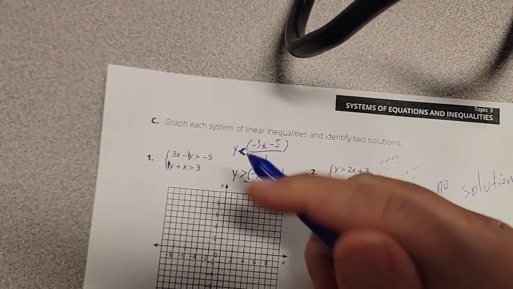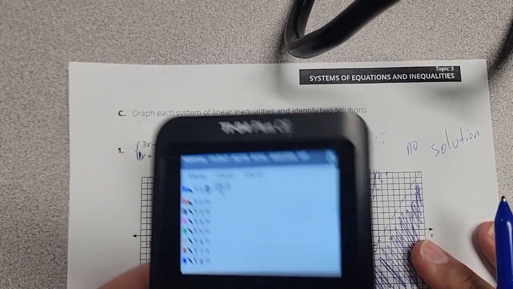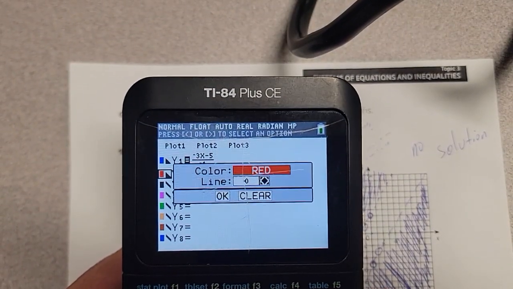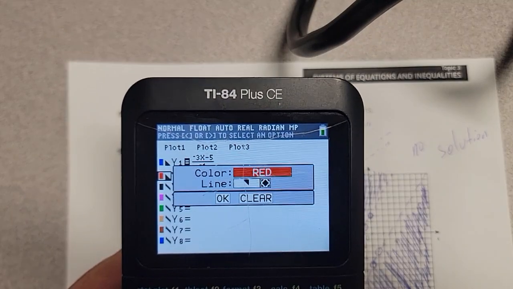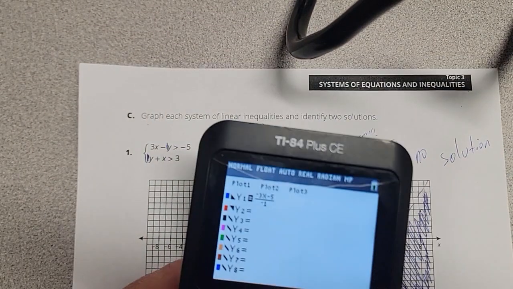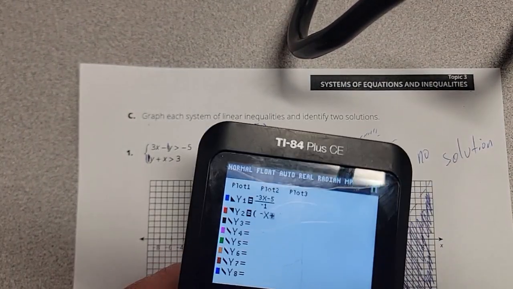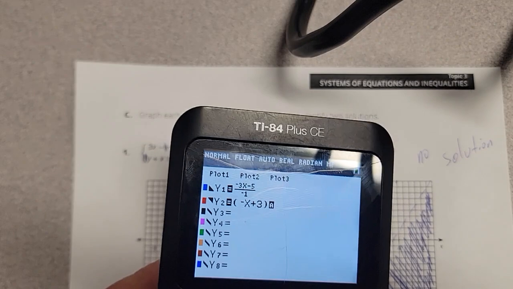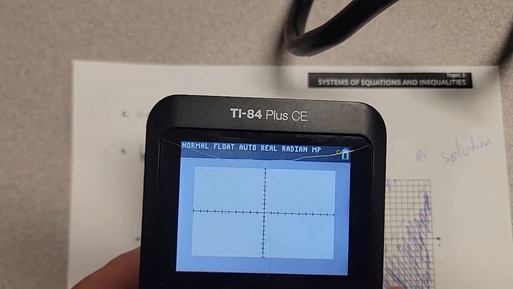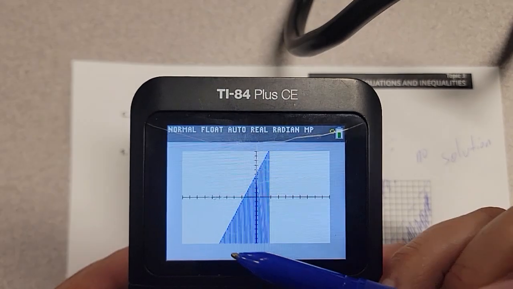And then this one is shaded above. This is greater than. So greater than, let's move this. There you go. So parenthesis negative x plus 3 parenthesis alpha x. There's a 1 on the bottom. Graph trace. So that's the first line.